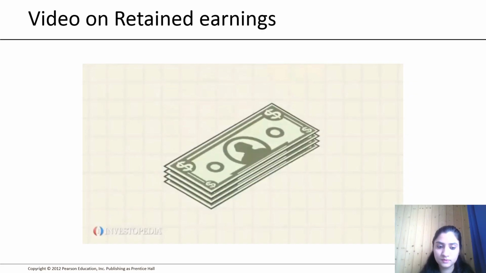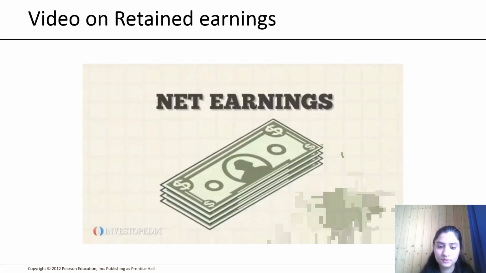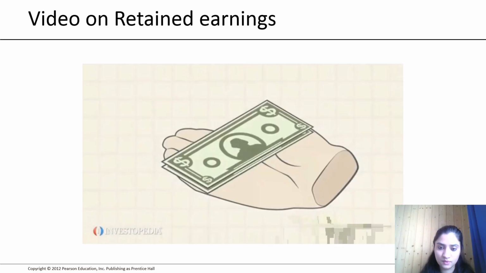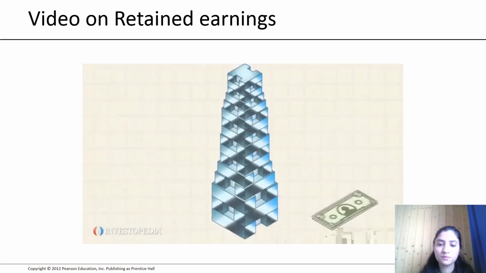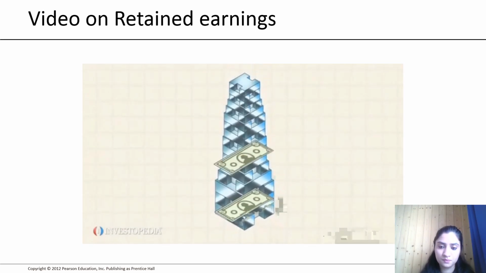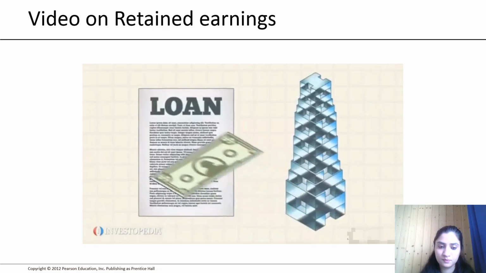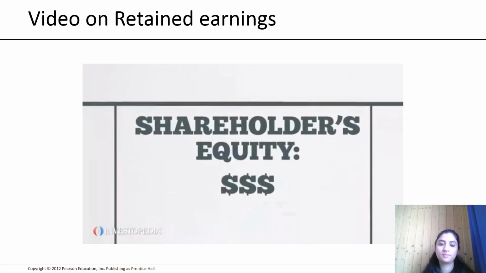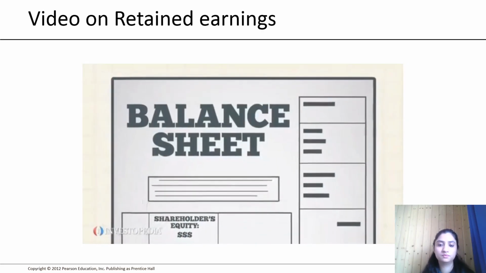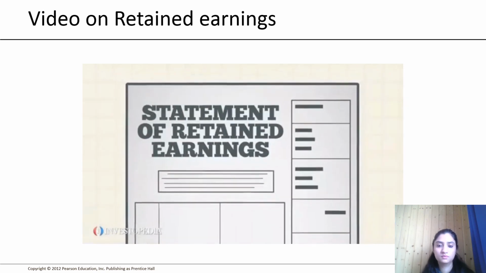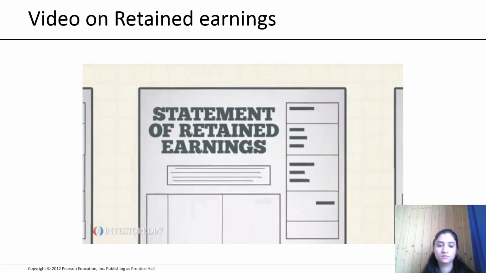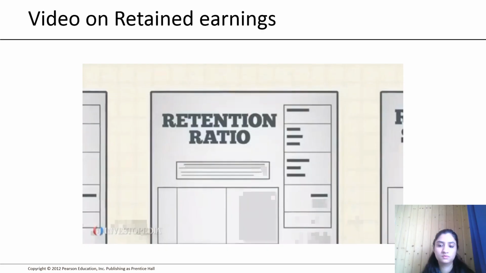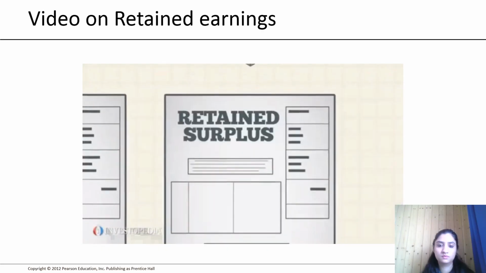Retained earnings are the portion of the company's net earnings that it doesn't pay out to shareholders as dividends. The company keeps this money and reinvests it in the business or uses it to pay off a portion of its debt. To see how much of its earnings the company has retained, look at the balance sheet under shareholders' equity. Retained earnings can also be reported on a separate statement called the Statement of Retained Earnings. You may also hear retained earnings referred to as the retention ratio or retained surplus.